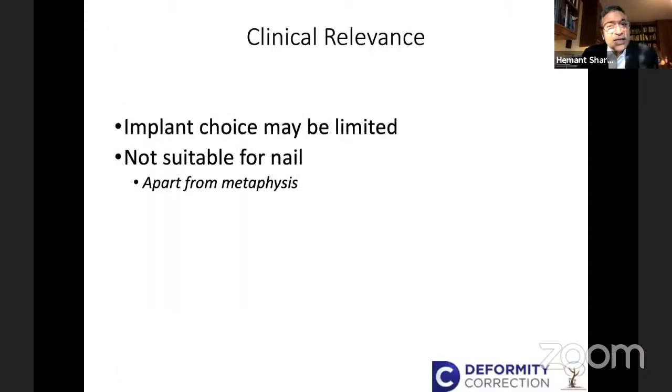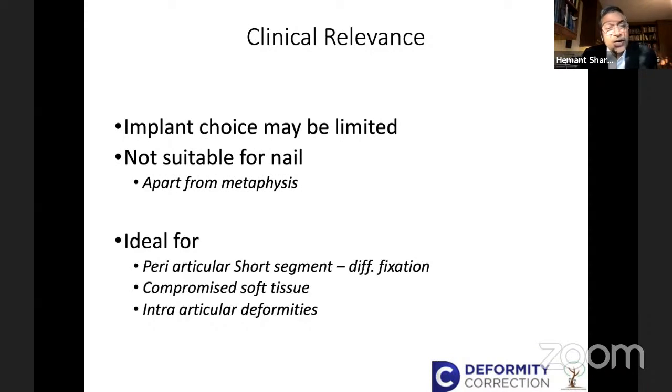The important point is that you're slightly limited with your implants. If the metaphysis is wide, you can use a nail, but in the diaphysis, you will not be able to nail if the translation is too much. So you need to plan it out and work out which implant you're going to use. And for periarticular deformities where the CORA is right at the joint, this is a perfect way of doing it.